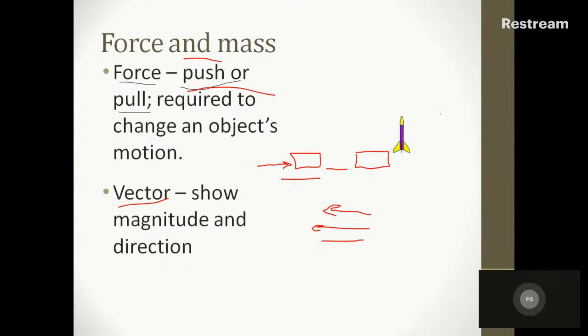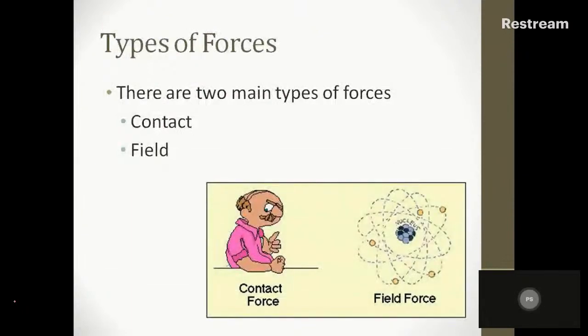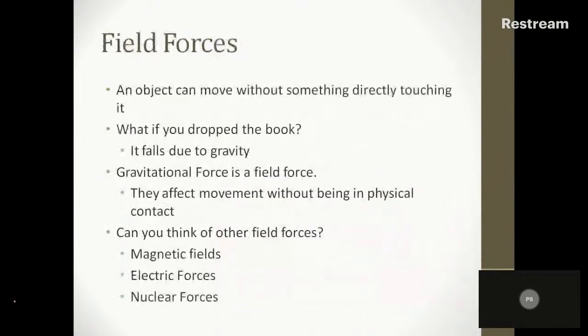See, you have an example over here. A rocket is moving from here. It is being pushed. So four forces are known in the universe: electromagnetic force, strong nuclear force, gravitational force, and weak nuclear force. We are not required to learn all this, so we'll skip it. What are the types of forces? Contact force and field force, this is also not required.